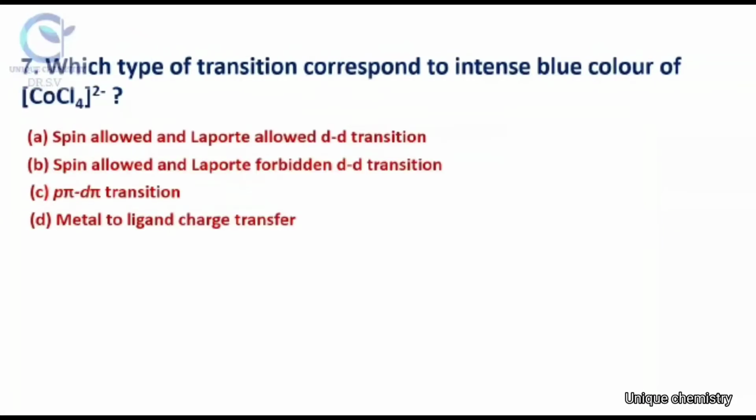Then question number 7. Which type of transition corresponds to the intense blue color of the tetrachlorocobaltate(II) ion? The first option, spin allowed and Laporte allowed d-d transition. The second, spin allowed and Laporte forbidden d-d transition. The third one, p pi to d pi transition. The last one, metal to ligand charge transfer.